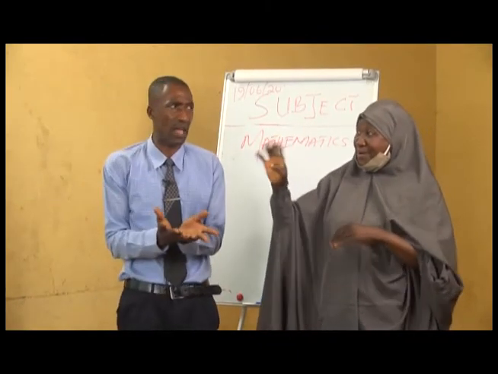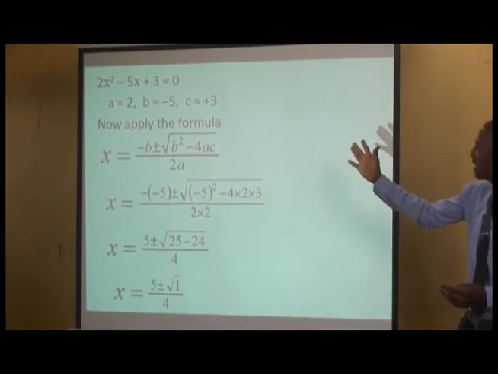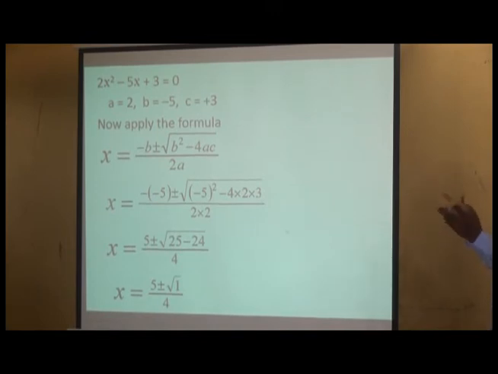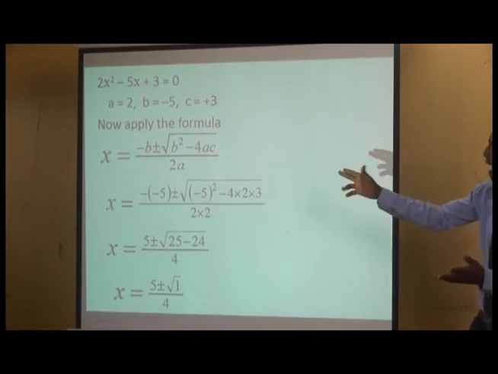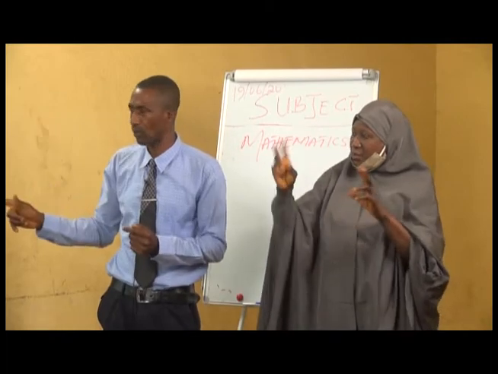I have minus 4 written. What is the value of a? The value of a is 2. So that becomes minus 4 times 2. And the value of c is what? Is 3. So that becomes times 3. All over the denominator. The denominator is 2a. So the value of a is 2, so your denominator becomes 2 times 2.